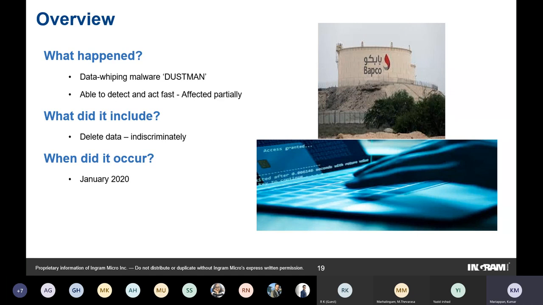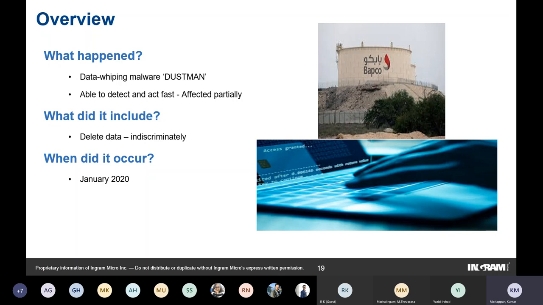So this was again a data wiping malware, more of a targeted attack, and the malware's name was Dustman. And the good thing is they were able to detect and prevent major damage, which is very good because of the proactive measures that were in place. Again, it did not care about what data it deleted. It deleted anything and everything.